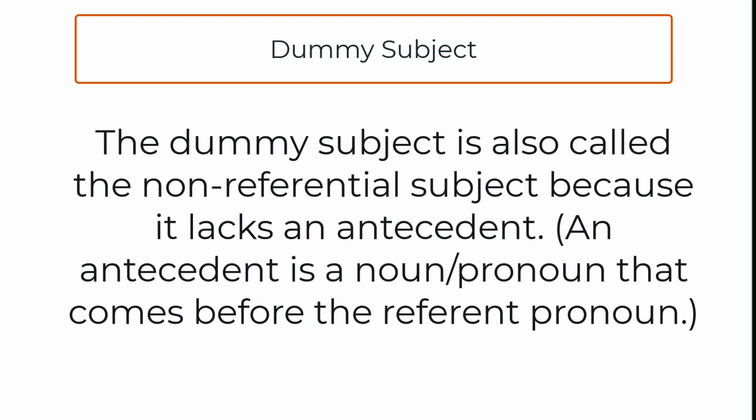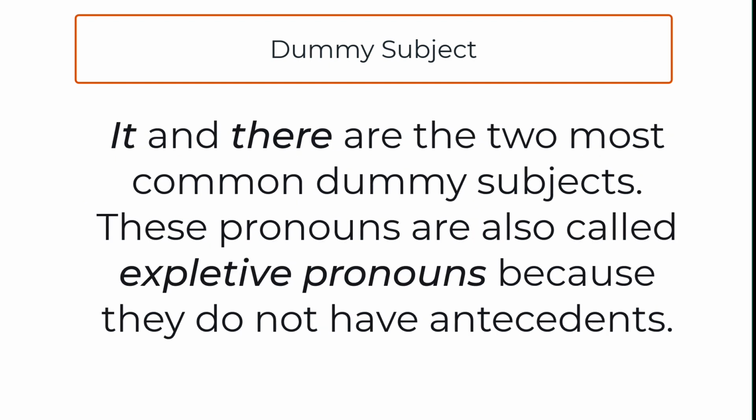Let's go on to the dummy subject. The dummy subject has also been called the fake, the empty, or the artificial subject. It conveys no meaning on its own, but just fills or holds the position of the subject in the sentence. It has also been called the non-referential subject because it lacks an antecedent. There is nothing we can go back to refer to. The two most common dummy subjects are it and there.